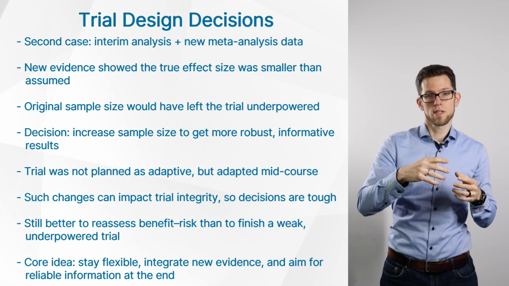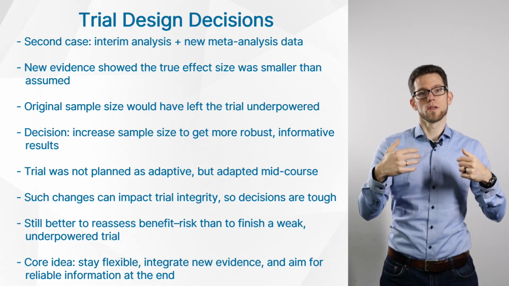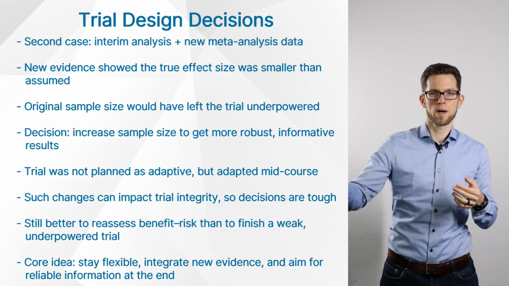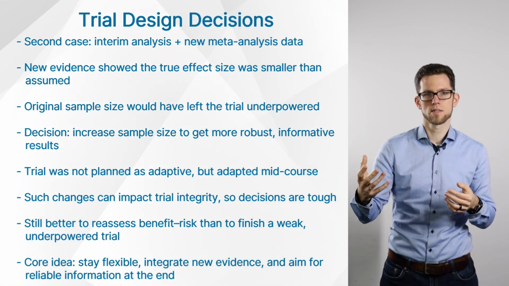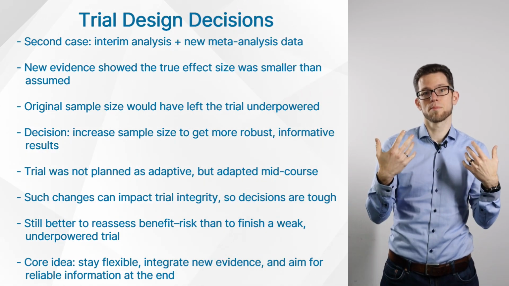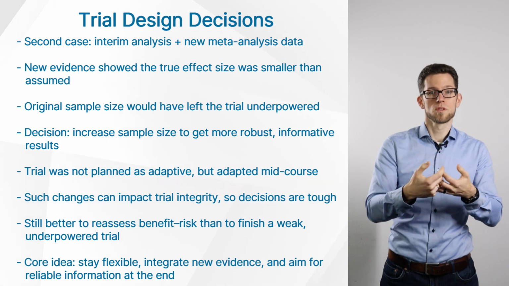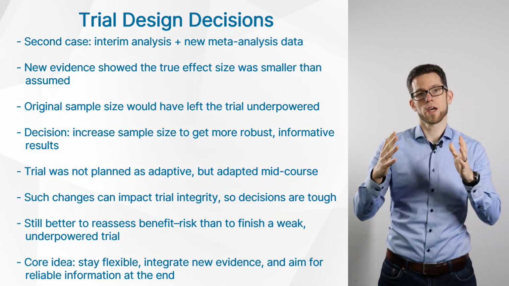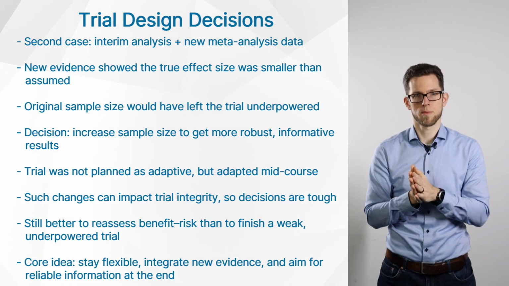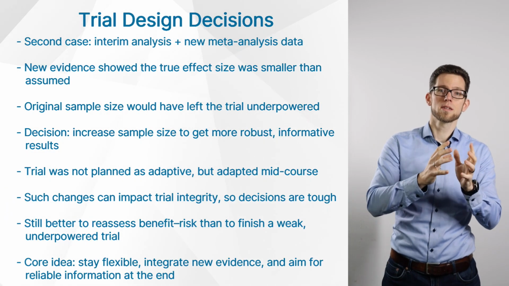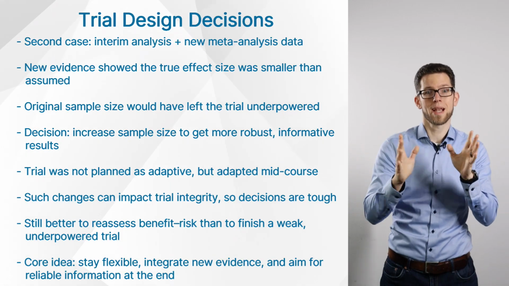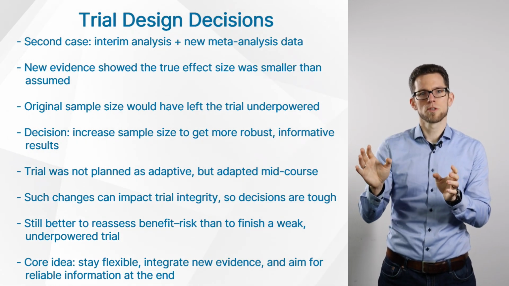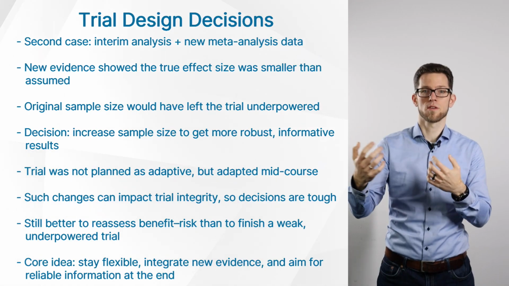Now, conversely, we've also had a case where we did an interim analysis and we reflected upon a recently published novel meta-analysis that indicated to us that our anticipated effect size that we used for the sample size calculation of the trial was probably not correct, but rather the effect should be smaller than what we anticipated. What does that mean? If we had gone through with the entire trial, which was not planned to be adaptive in the beginning, we would not have had enough power to really have a good indication of whether there is an effect or not.